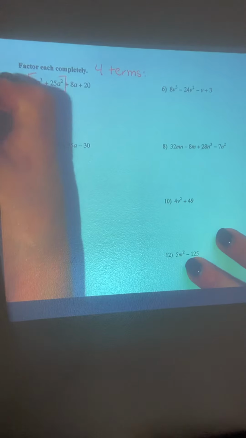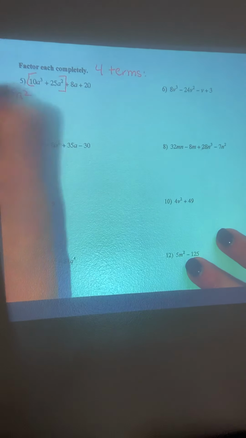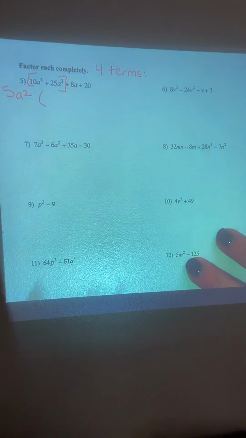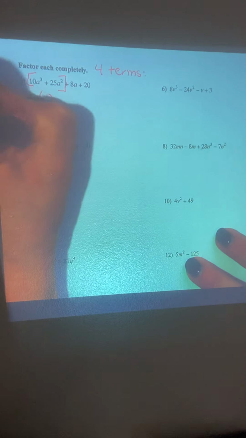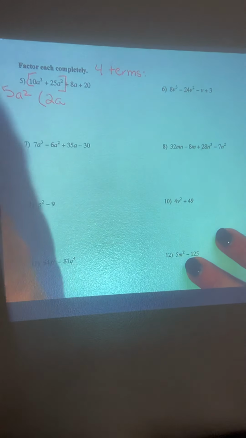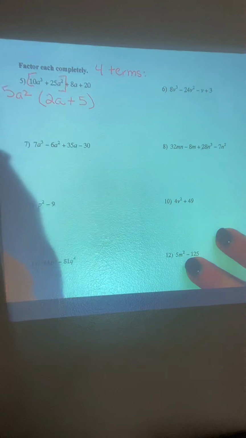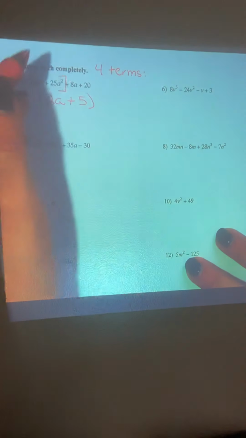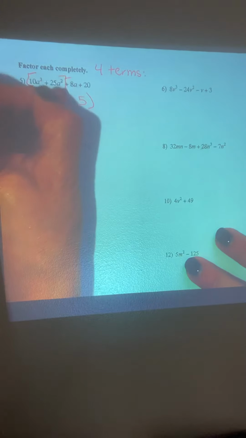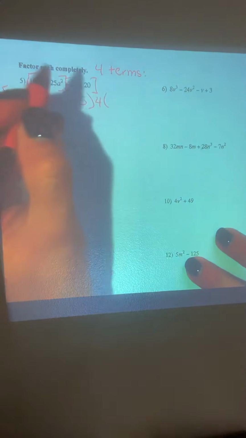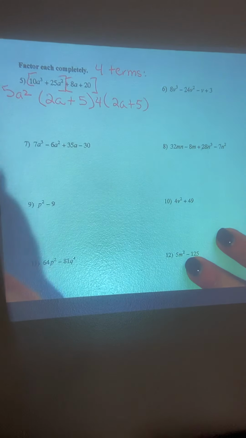Greatest common factor of the first 2 is 5a^2. Divide in your numbers, subtract your exponents. 5 into 10 is 2. a^3 minus a^2 is a^1. 5 into 25 is 5, and your a^2's cancel. Okay, next. Greatest common factor of the next 2 terms is 4. Dividing your numbers, subtract your exponents. 4 into 8a is 2a, and 4 into 20 is 5.